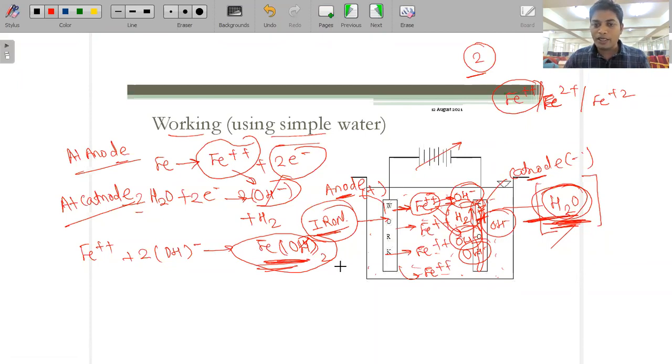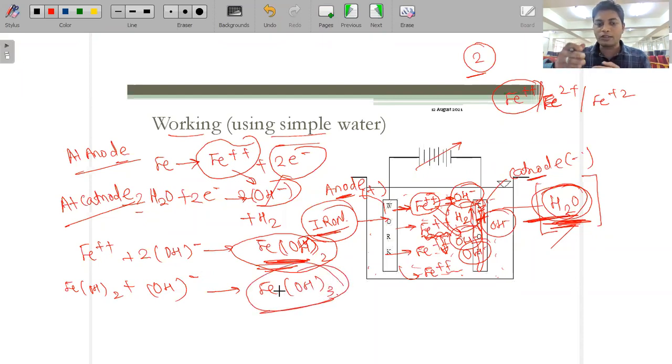Now the sludge is formed in between, and it tries to sediment over the bottom surface of this container. There may be a chance that this sludge reacts with another OH minus ion. So Fe(OH)2 can react another time with OH minus ions, and they will form Fe(OH)3. This is another category of sludge, meaning the strength of the bonding is increasing as the OH minus ion reacts with it.